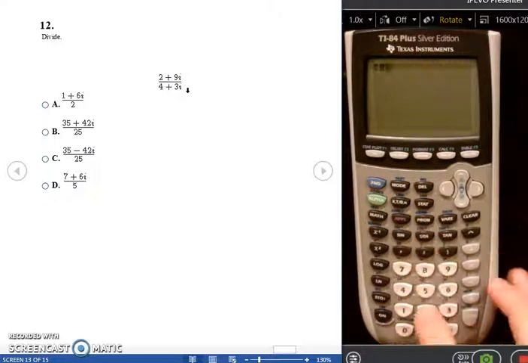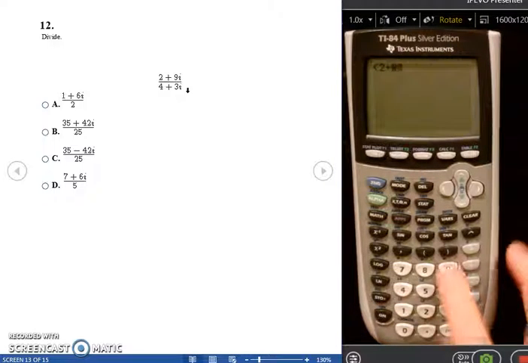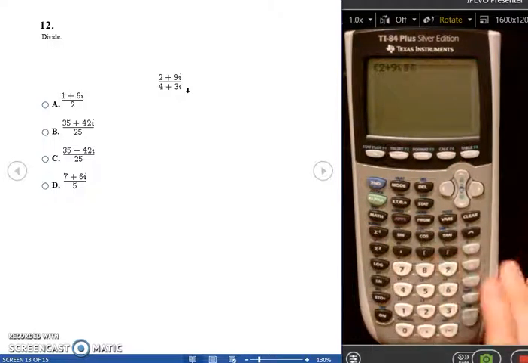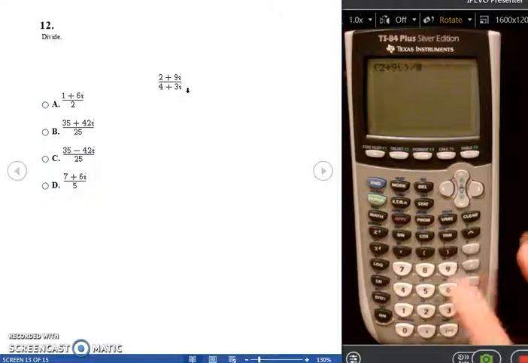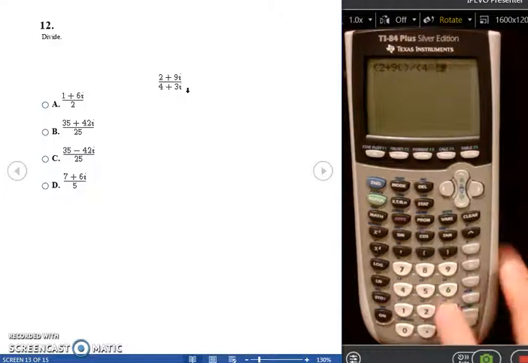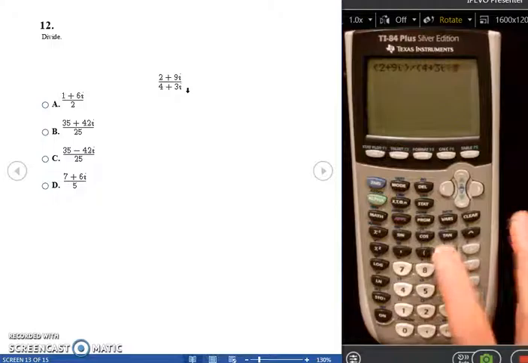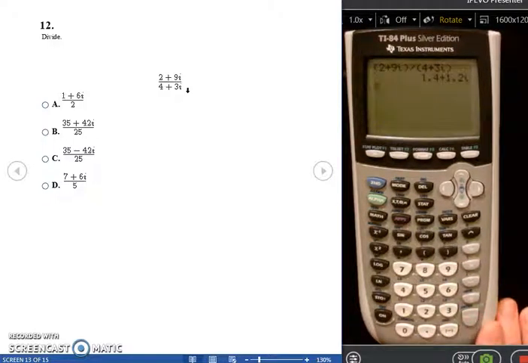So I'm going to parentheses 2 plus 9i in parentheses divide, parentheses 4 plus 3i in parentheses, and then I press enter. And I see that it reduces down to 1.4 plus 1.2i. However, that isn't an answer I see here. They leave it in fraction form. So that means I'm just going to have to go through my answers and see which one gives me the same answer when I press enter as I enter it in the calculator.